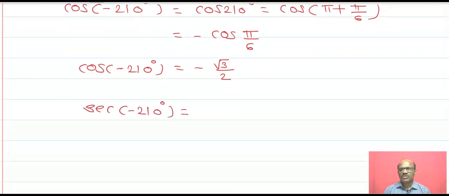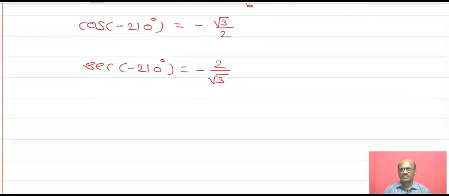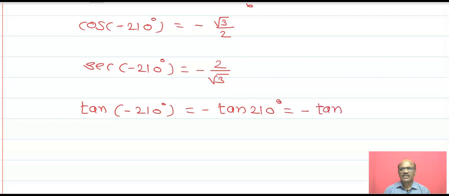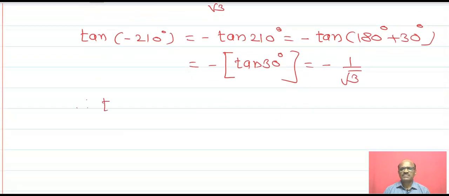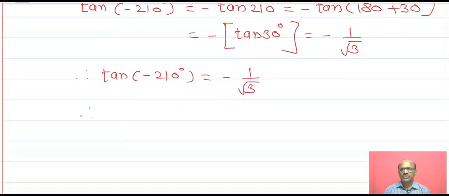Sec of minus 210 is equal to the reciprocal. Next is tan of minus 210 is equal to minus tan of 210, and tan of pi plus 30 degree is in the third quadrant, and it is positive, but in the bracket it has a negative sign, therefore tan of 30, and tan of 30 is 1 upon root 3. Therefore tan of minus 210 is minus 1 upon root 3, and cot of minus 210 is equal to minus root 3.